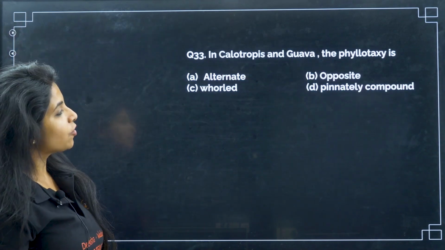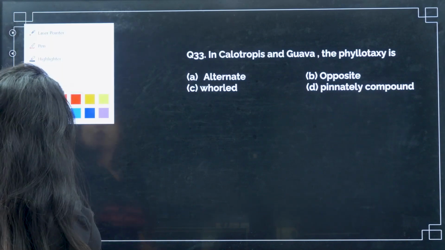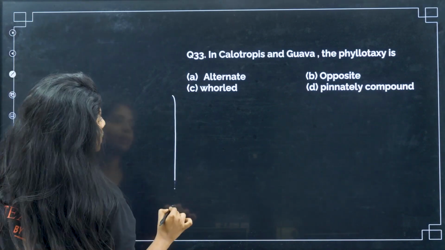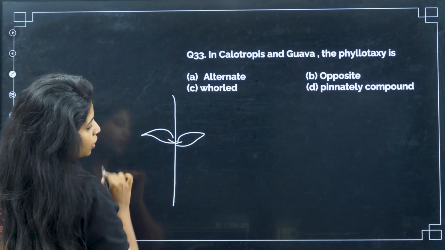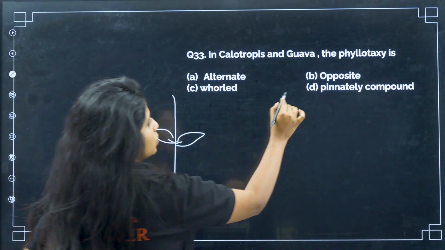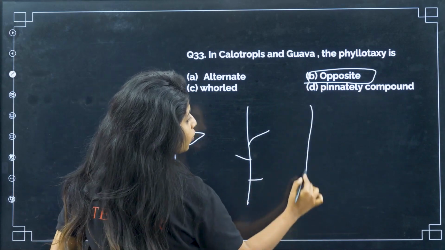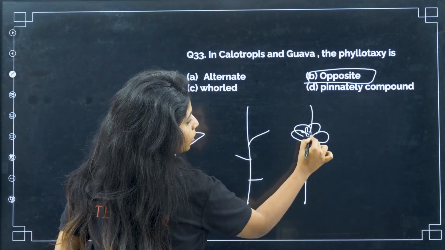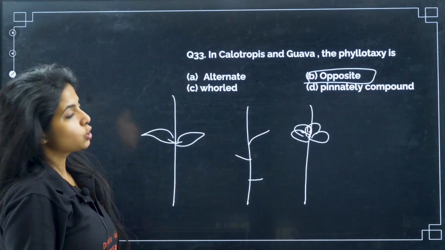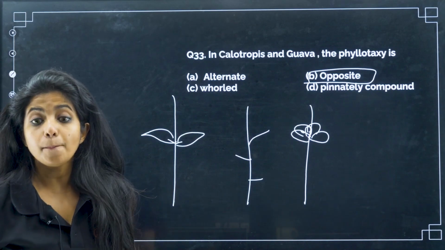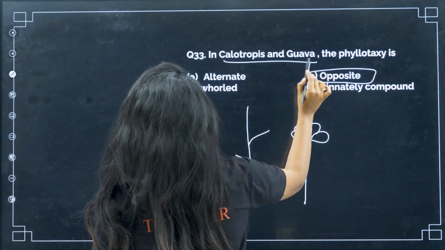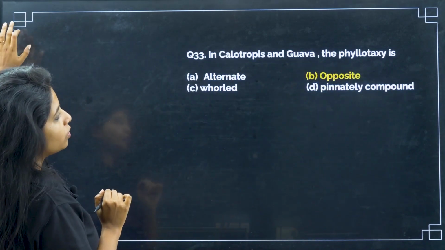Okay. Now, next question. In Calotropis and guava, the phyllotaxy, how are the leaves arranged, my dear children? Basically like this. So it's opposite to each other. That is what you call it. So this is opposite, not alternate. If it is alternate, it looks like this. If it's whorled, basically all of them would be around at one particular area. So this answer would be opposite. For Calotropis and guava, it is opposite phyllotaxy.